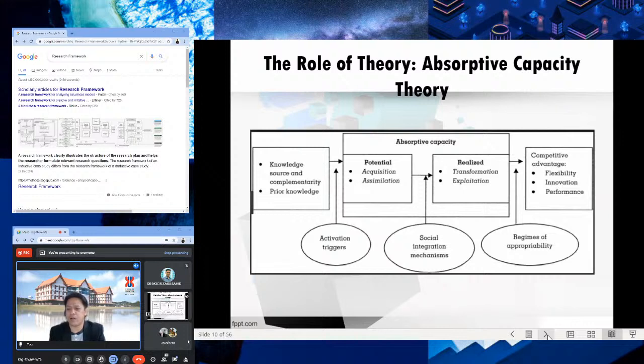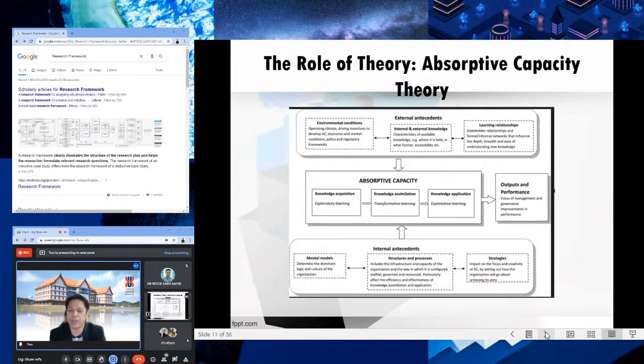To see all this in terms of a diagram, we can see from here how we can apply this absorptive capacity theory. For example, here they have some connection between the knowledge source, complementary, and toward the potential and realization. So this is the mechanism that we can use with these theories. I think we can refer to this later, but the most important thing is that you understand the concept, how we are going to use it to understand the main role of the theories. This is one of the aspects of the absorptive capacity theory.